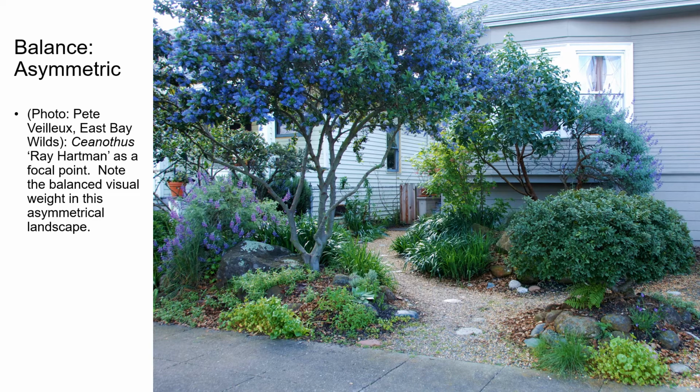In this design by Pete Veyer of East Bay Wilds in Oakland, the Ray Hartman Ceanothus in the foreground is a focal point, and its canopy has a large visual weight. It's balanced asymmetrically on the other side of the path by the massed grouping here of the California coffee bush and then the Douglas iris as you go around the path.